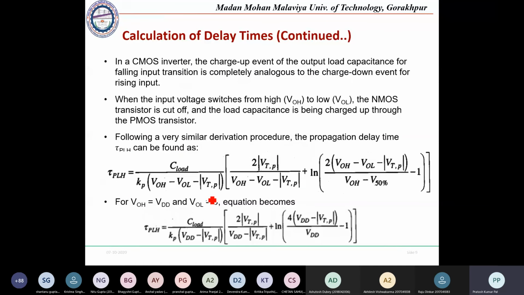Similarly, we can get the tau p LH also. Once we have got the tau p LH, and we put VOH equal to VDD and VOL equal to 0, we can get this as the final expression of tau p LH for the CMOS inverter case.